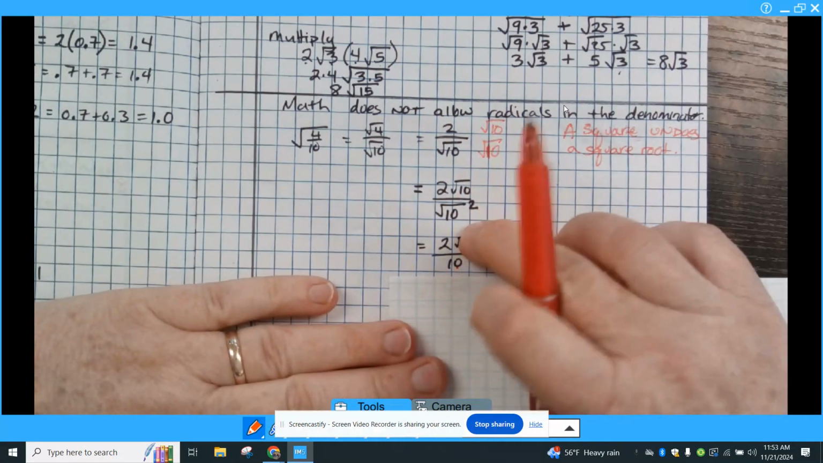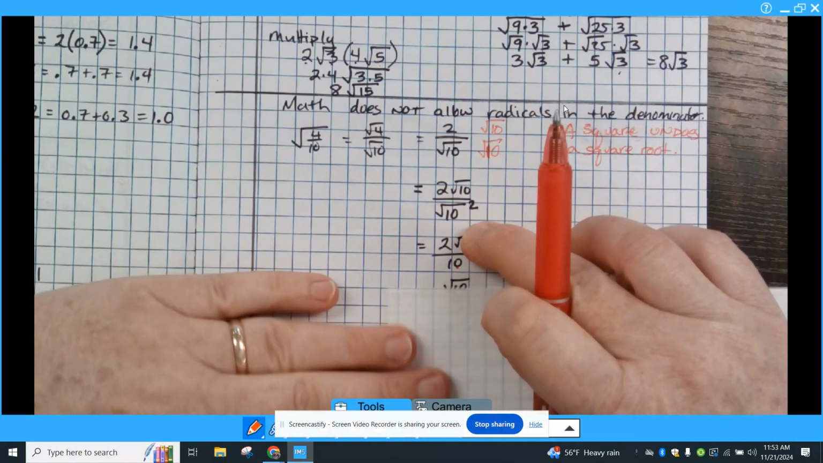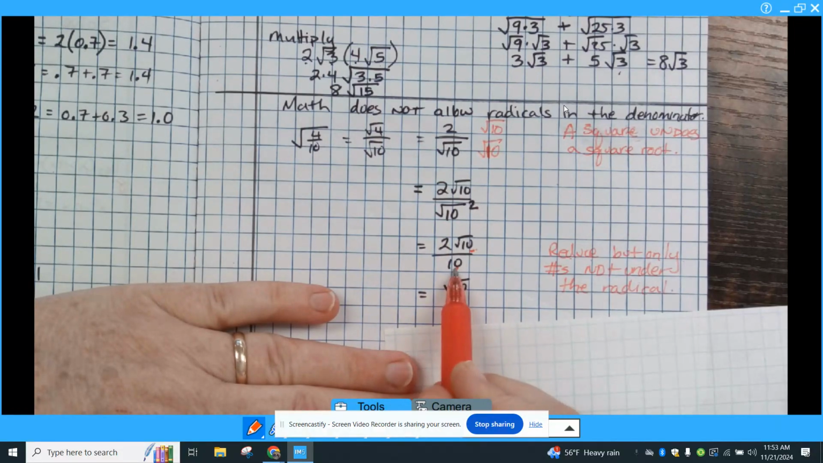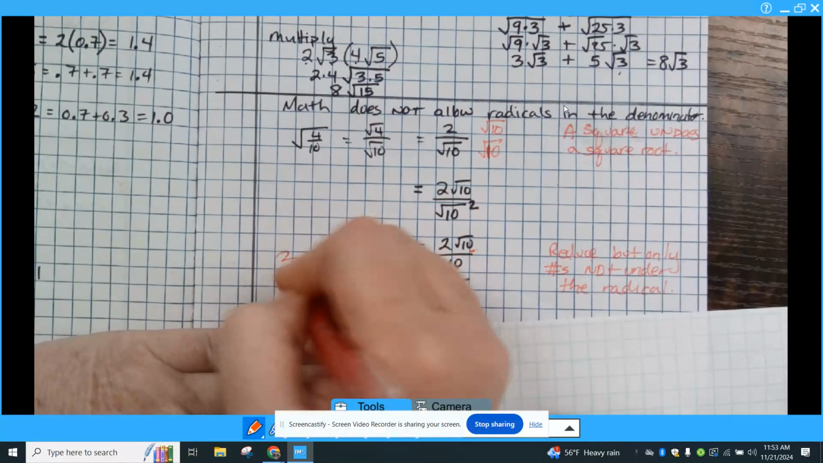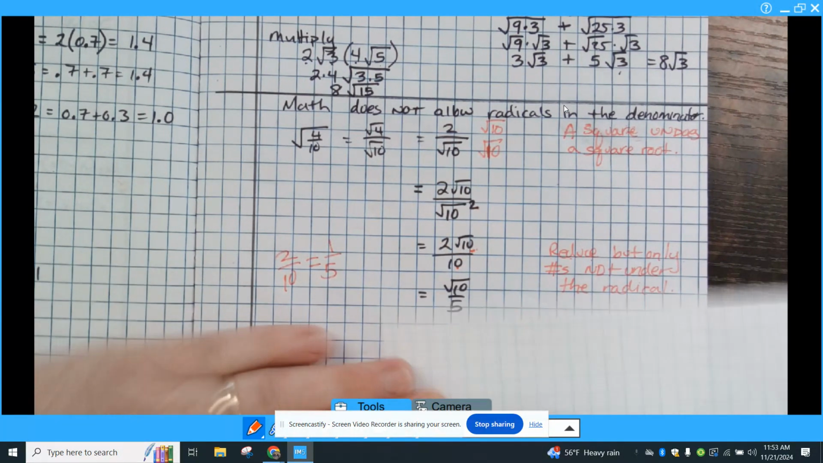However, we can reduce 2 over 10 to 1 over 5. Do I need to write the 1? No. If you have a little 1 written right there, that's fine. But 2 over 10 reduces to 1 over 5, if you want to add that in.